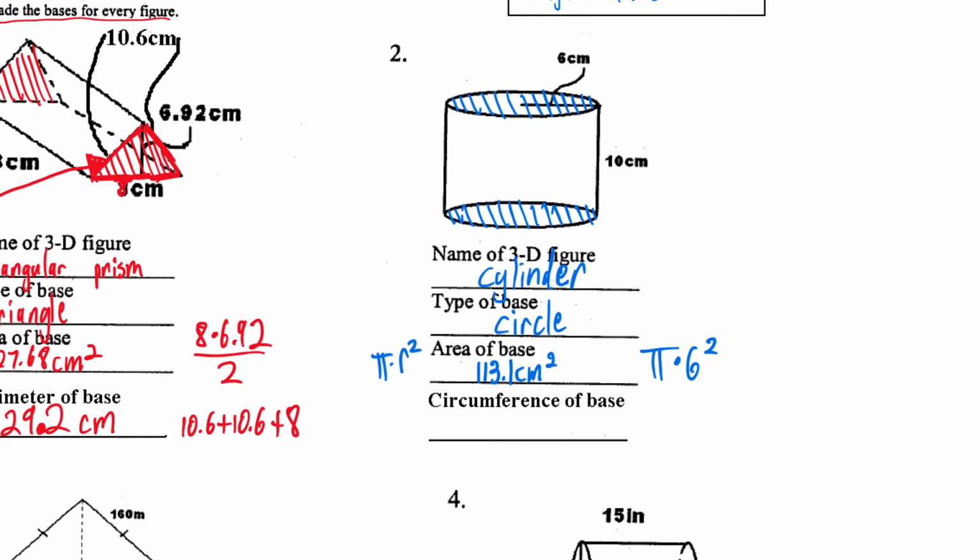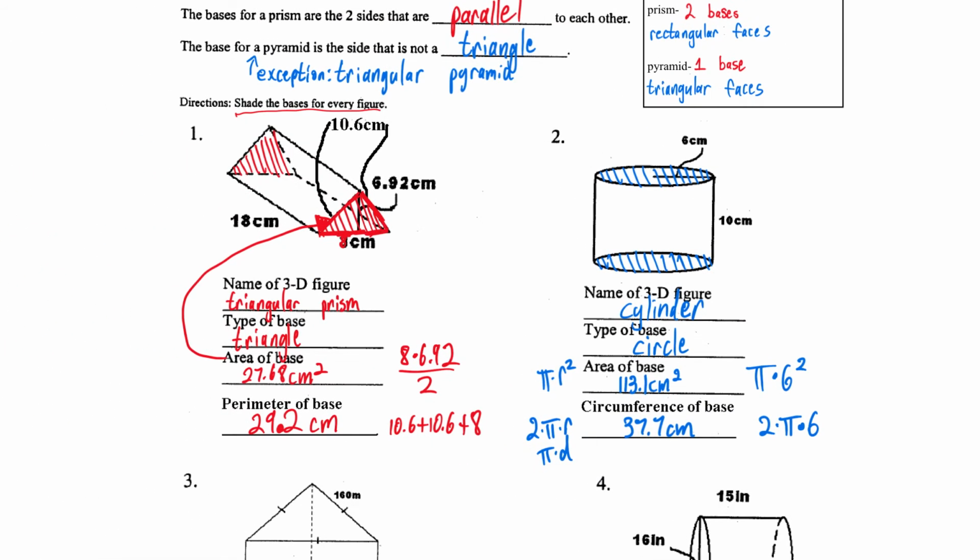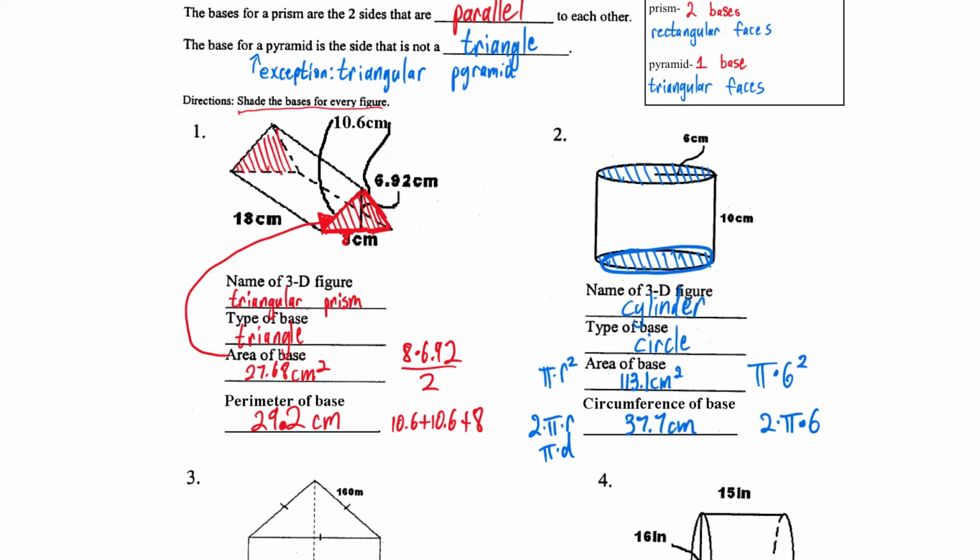Now, in all these, we're talking about perimeter, but when we're dealing with the circle, we don't call it perimeter, we call it circumference. But circumference basically is the perimeter of a circle. So how do we find circumference of a circle? 2 pi r or pi times d, either one of those. So 2 pi times 6. Yep. 37.7. Okay, so that's how far it is around that thing.